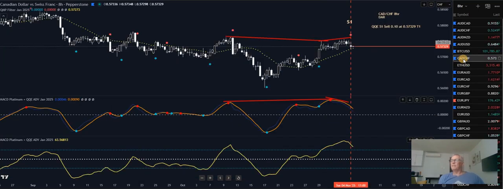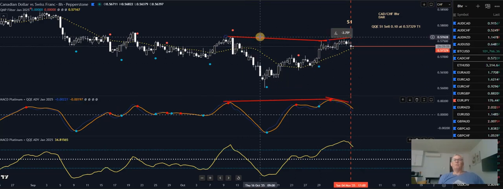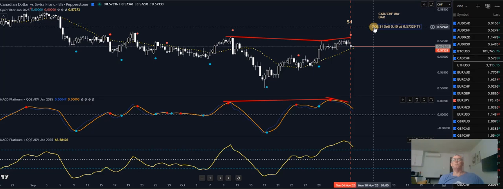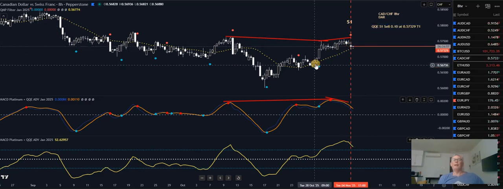CAD Swiss. Just took a sell before. Previously we've had hidden bearish divergence followed by regular bearish divergence. So the 1, 2 and divergences, the MACD Platinum's above the 0 level. The QQE is well above the 60. It's a QQE sequence 1 sell trade, trade 1. So we'll see how we go. Aiming for that 50 level.